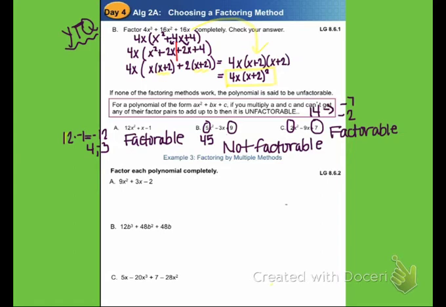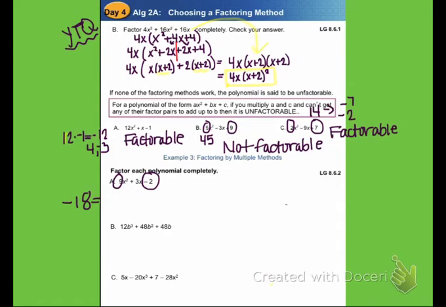So let's go ahead and try example 3, which is factoring by multiple methods. So example A, 9x squared plus 3x minus 2. I see right away that it's 3 terms. I don't see a GCF that I can take out, so I'm going to go ahead and look at the AC method and see if I can take my A and my C and multiply them. 9 times -2 is -18. So I'm thinking right away I have to have things with two different signs, one positive, one negative, and they're going to have to add up to a +3.